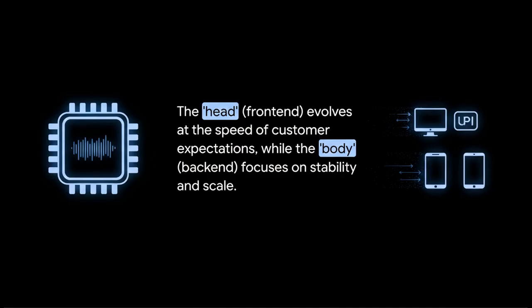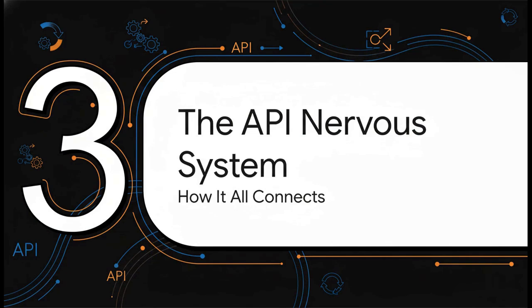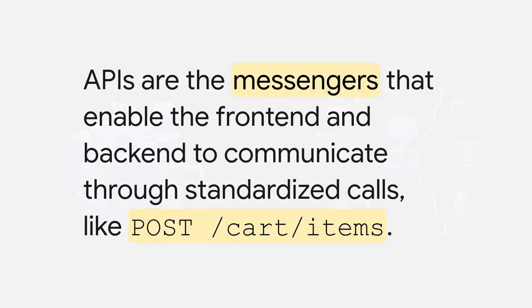So how are they connected? That brings us to the magic that makes this whole thing possible. If the brain and the body are separate, how in the world do they talk to each other? Well, this is where we engineer the nervous system of our new digital ecosystem. That nervous system is built with APIs, application programming interfaces.